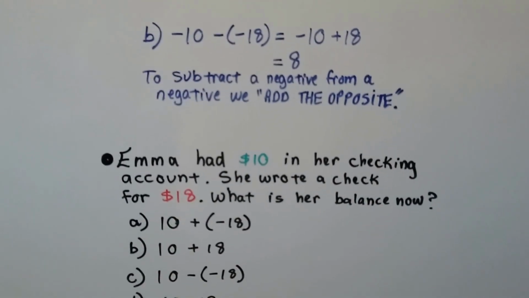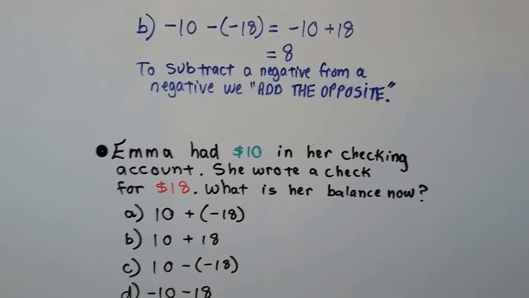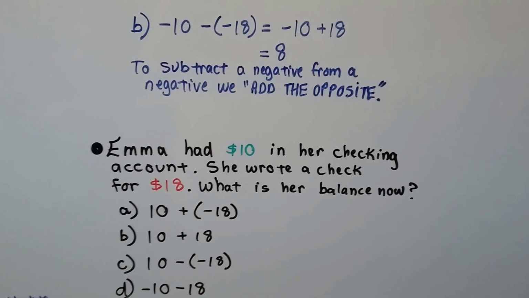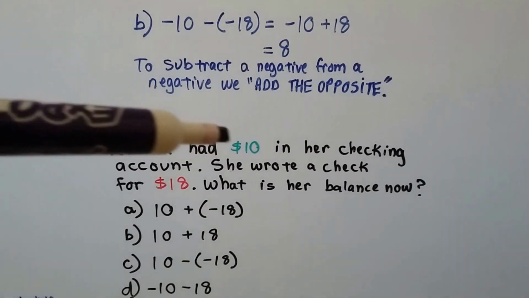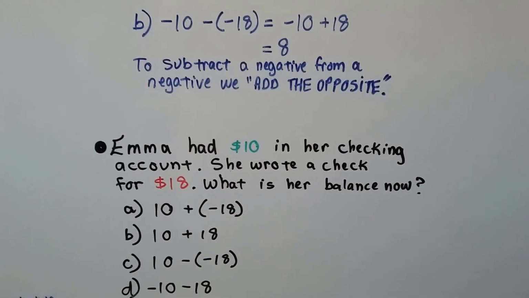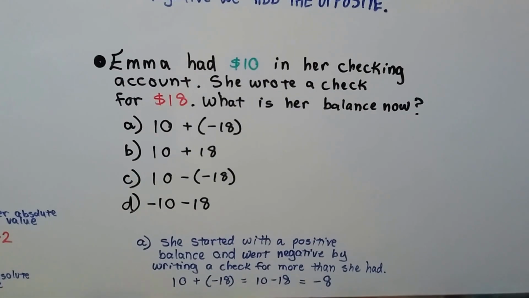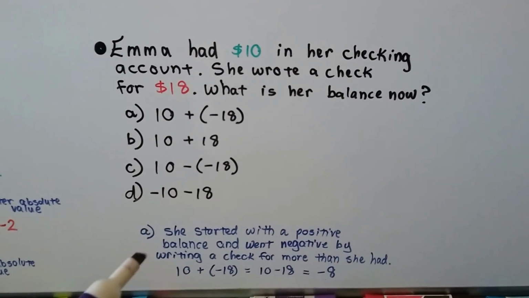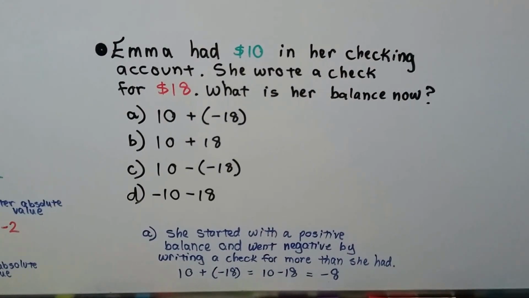Emma had $10 in her checking account. She wrote a check for $18. What's her balance now? Which one of these would fit this equation? So you have to think she had $10 in her checking account and it's positive, isn't it? Well, when she wrote the check for $18, her balance went below 0. She started with a positive balance and went negative by writing a check that was for more than she had.